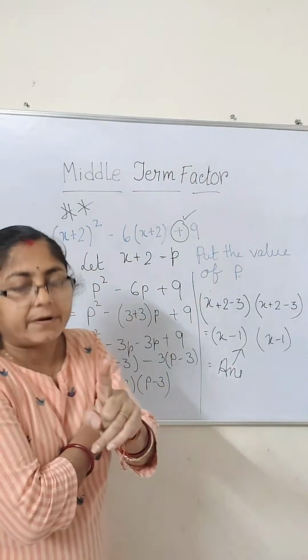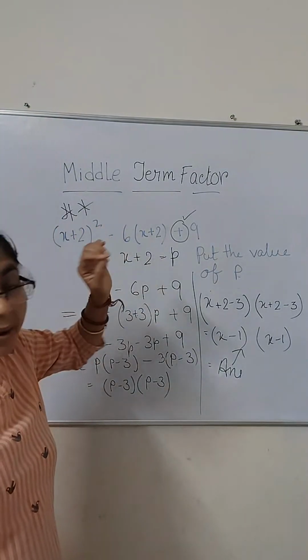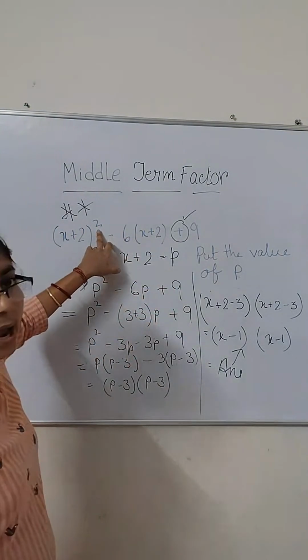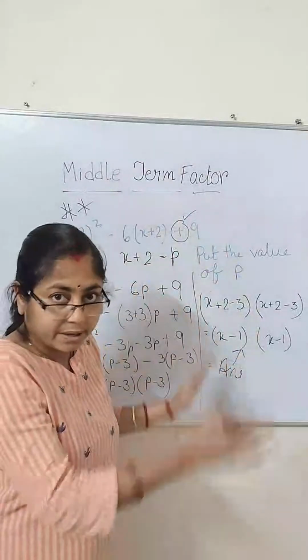Yes, it is middle term factor. How can you understand? Look, here x plus 2 is the main number. So here is a square. Then the power is decreasing by 1 and there is no x plus 2 number. So it is a middle term factor.